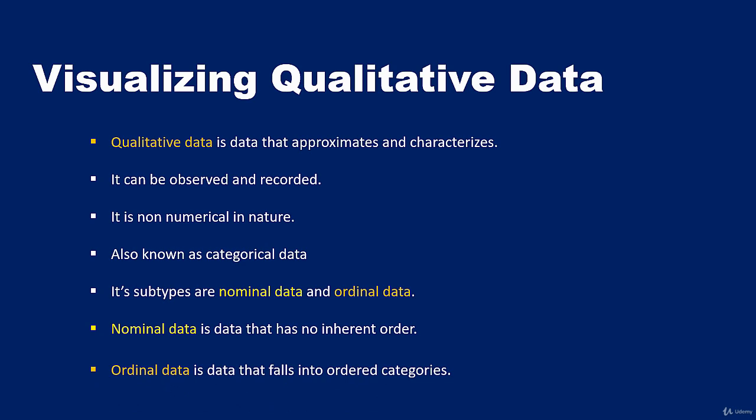The data type in qualitative data visualization is non-numerical in nature. This type of data can usually be collected through methods of observation. For example, a one-to-one interview, conducting focus groups, and similar methods.